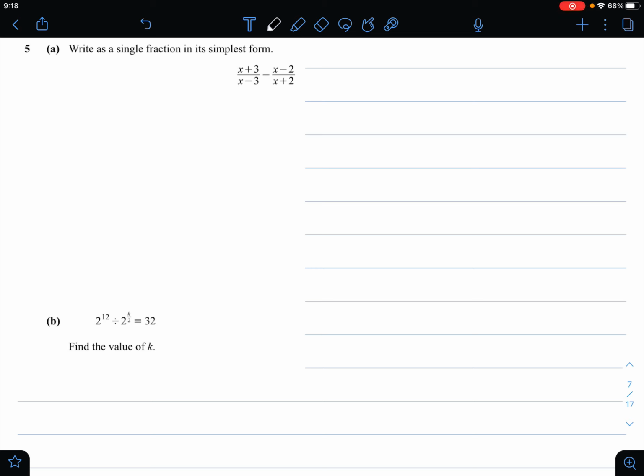Welcome to ANS Solver question 5 of this paper. So for part A, they are asking us to write this as a single fraction in its simplest form.